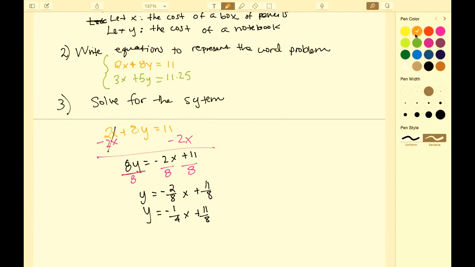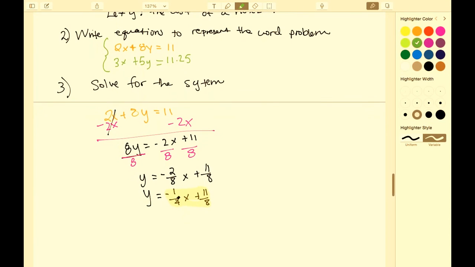Whew, okay, so that's a lot. But all this means is that we just isolated y. And this is the expression that we're going to substitute back into the second equation, which is the green one. Okay, so here I'm going to go ahead and write the second equation. So I have 3x plus 5y equals 11.25. And this y is what I'm going to substitute right in here.